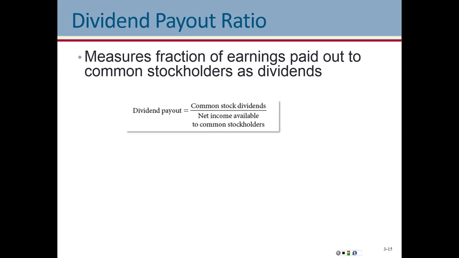Now, dividend payout is basically how much you are paying as dividends. How much money are you giving out to your stockholders? Now, it's common stock dividends divided by net income to common stockholders. One quick thing: net income available to common stockholders has two potential destinations. One of them is to go as dividends. The other one is being plowed back into the firm and reinvested. So dividend payout is basically what percentage of your net income available to common stockholders is paid as dividends. The rest of that money is going to be reinvested.